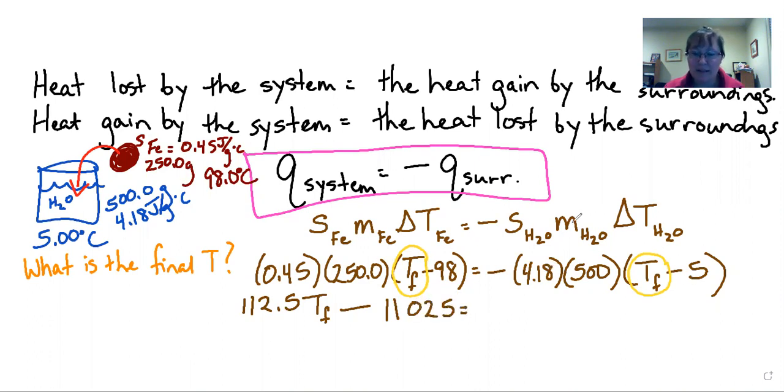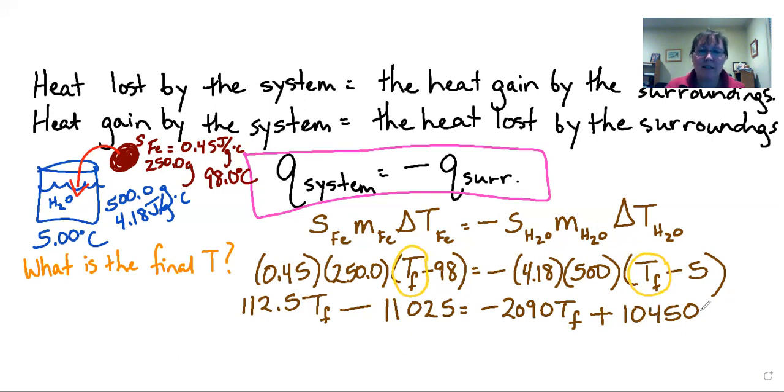And now I work the math on this side. So I have negative 4.18 times 500. And that gives me negative 2,090 TF. And then I have negative 4.18 times 500 times negative 5. So that becomes a positive, and we have 10,450. These numbers are really big, and that's normal for this kind of a problem.